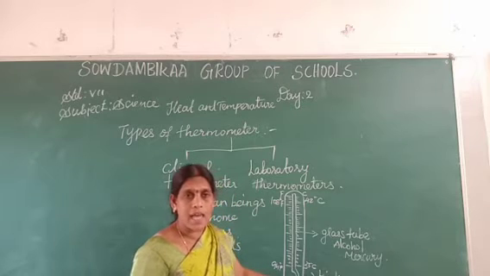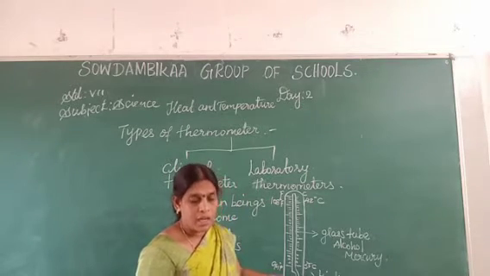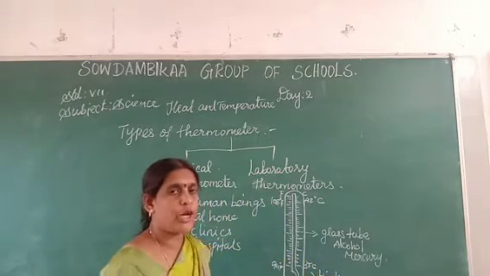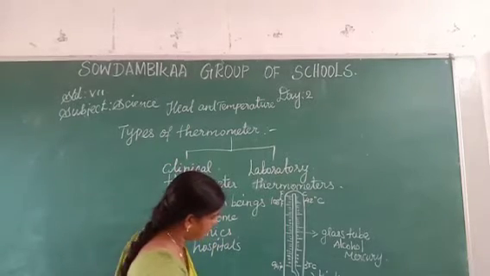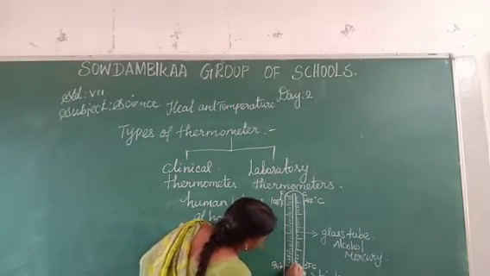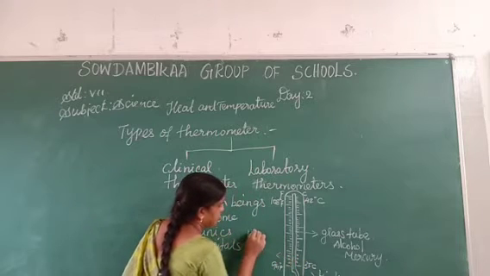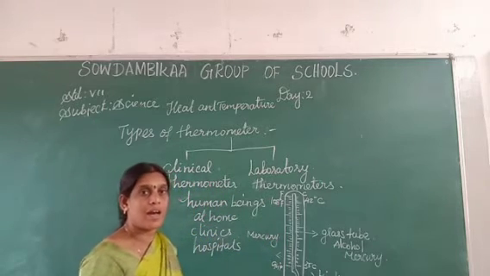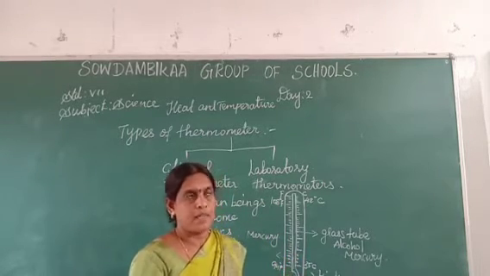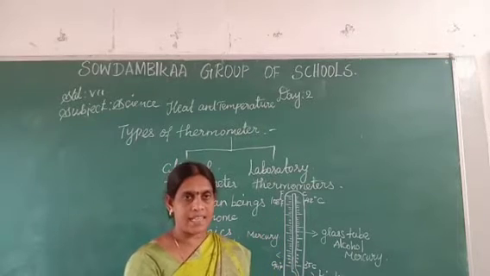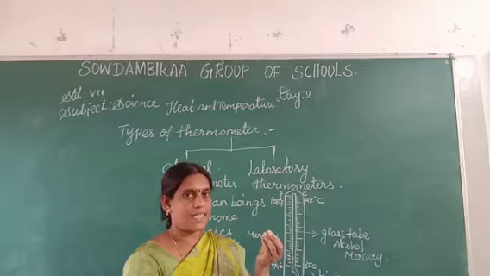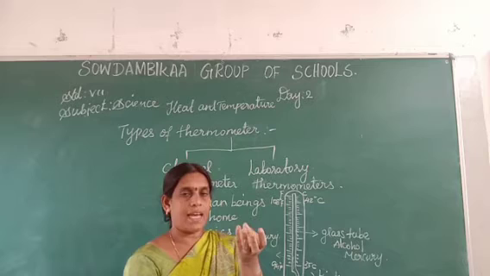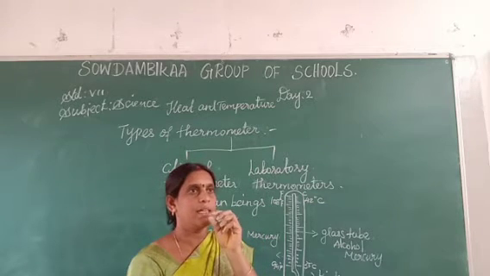Why is the kink used there? To prevent the mercury from flowing back to the bulb. Here it is filled with mercury. Listen, if a person has a high fever, they go to the hospital. What is the first step? First they check the temperature using the thermometer. They keep the thermometer in our mouth, on the bulb side.